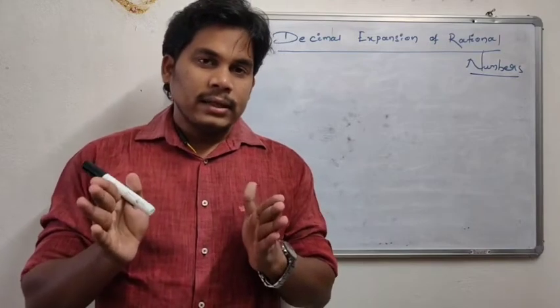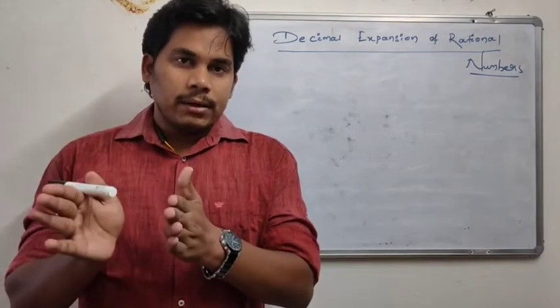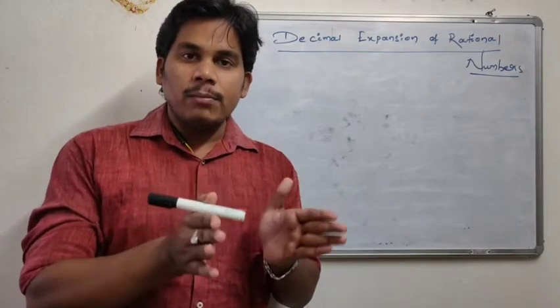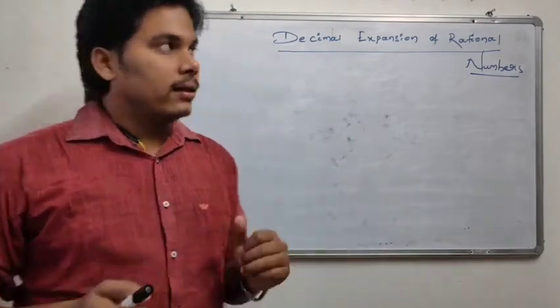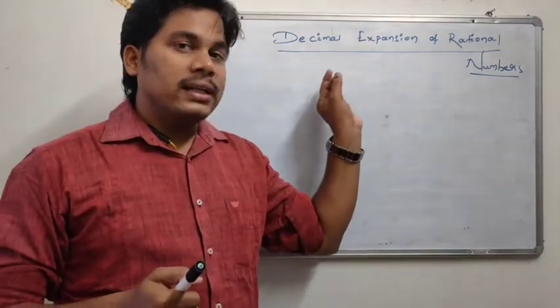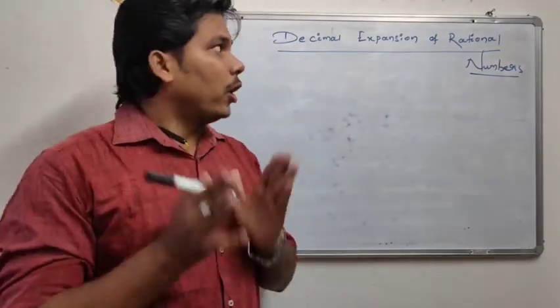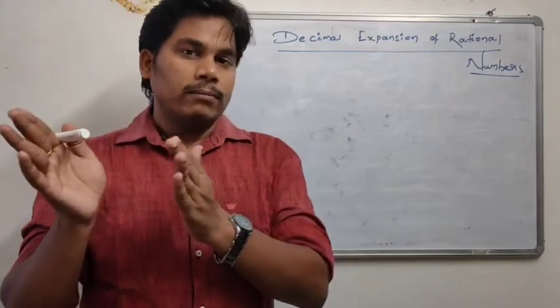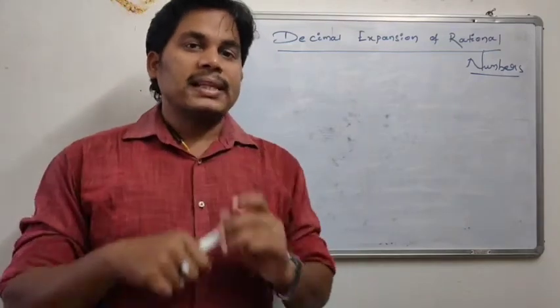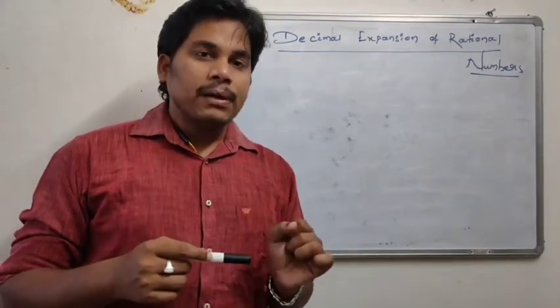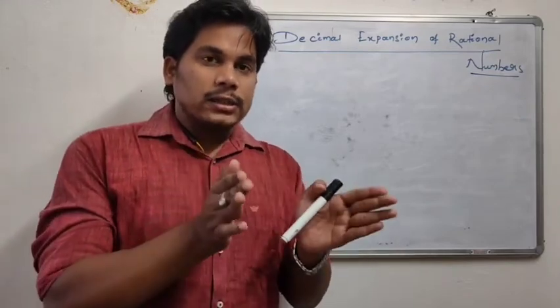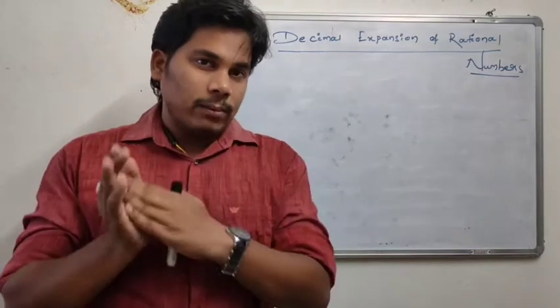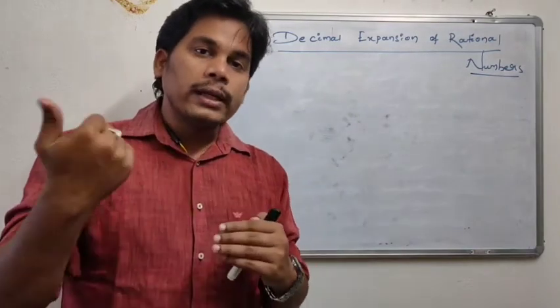Understand what I am saying? A rational number is a number which we can represent in the form of p by q, where q is not equal to 0. Then here we shall discuss the decimal expansion, or the decimal form, of the rational number. What is the decimal? Generally, whenever we are discussing the 1 by 10th form, we are going to the decimal form.